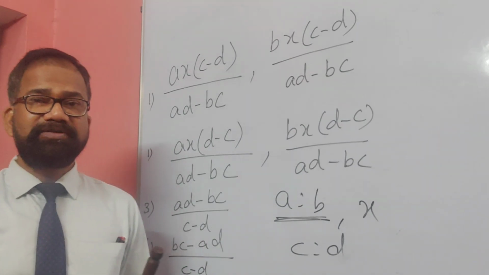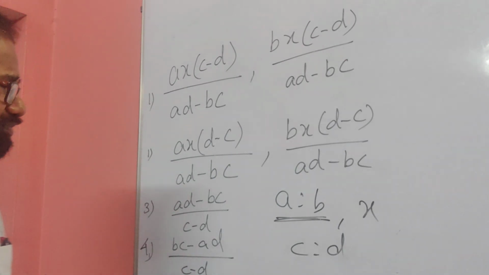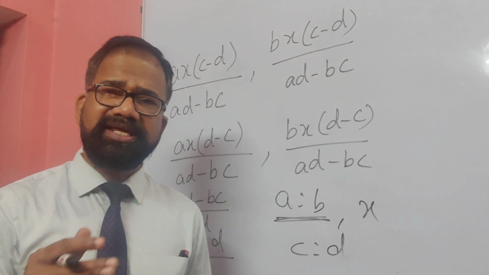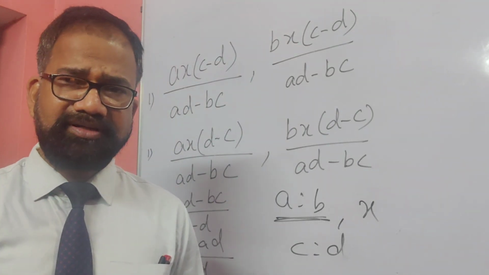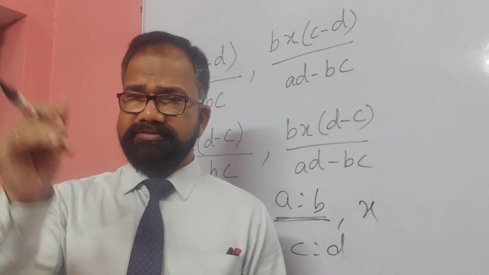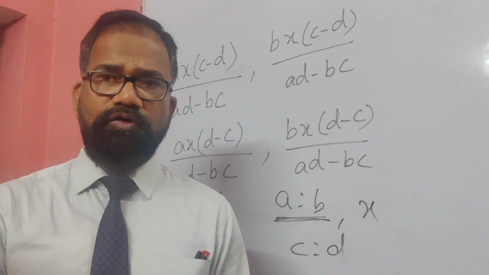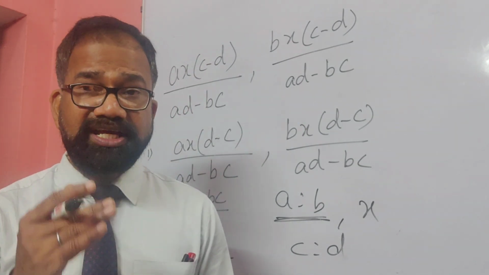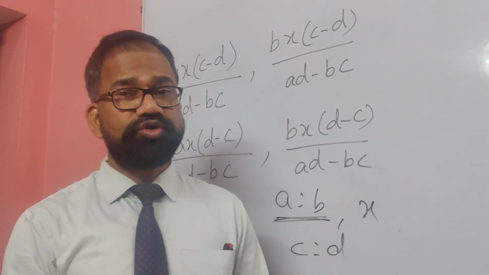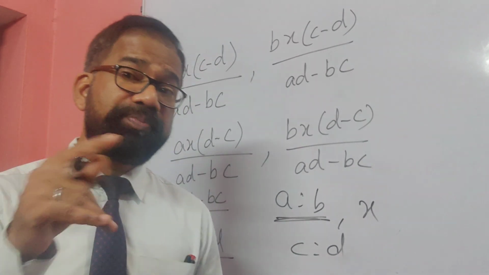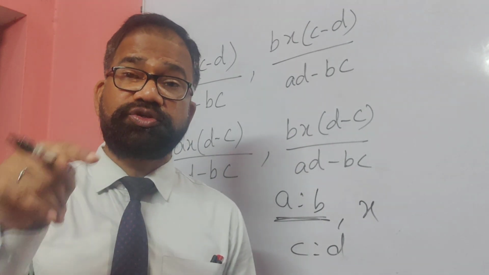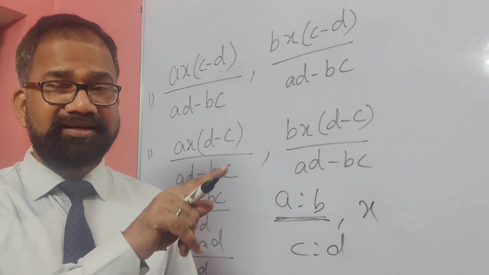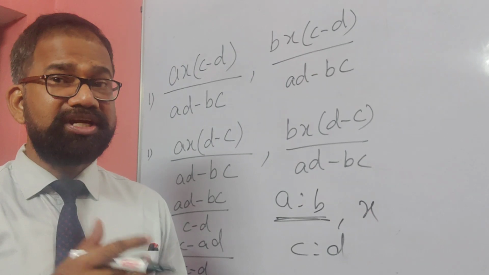Now, type number 3 question. If I say the ratio between two numbers is A upon B, that is, 3 ratio 4. What should be added to these numbers? That is, you have to find the number which is to be added to make the ratio between these two C ratio D.